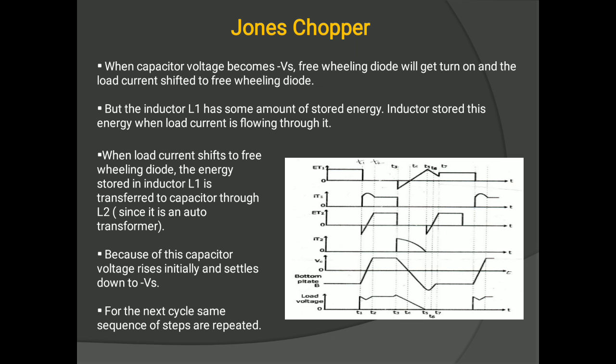At t equals T5, the bottom plate B of the capacitor C reaches a peak value, since at T5 the capacitor is charged to a voltage greater than EDC. So diode D1 is again forward biased. Now capacitor C discharges to a value lower than EDC. The time duration T3 to T4 is the circuit turn-off time presented to thyristor T1. For the next cycle, the same sequence of steps is repeated.